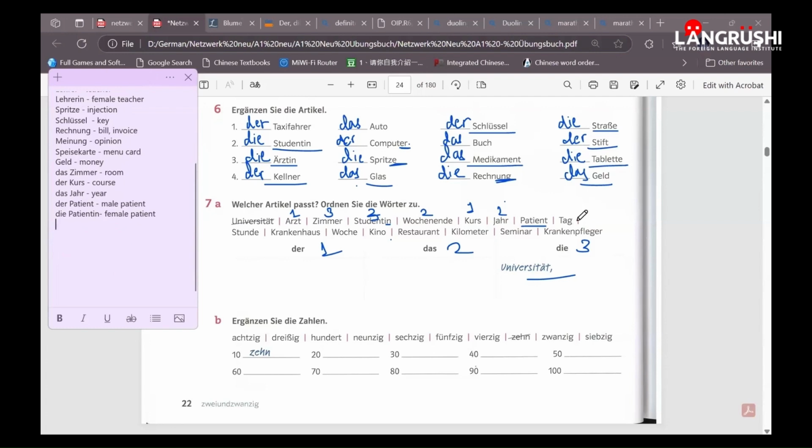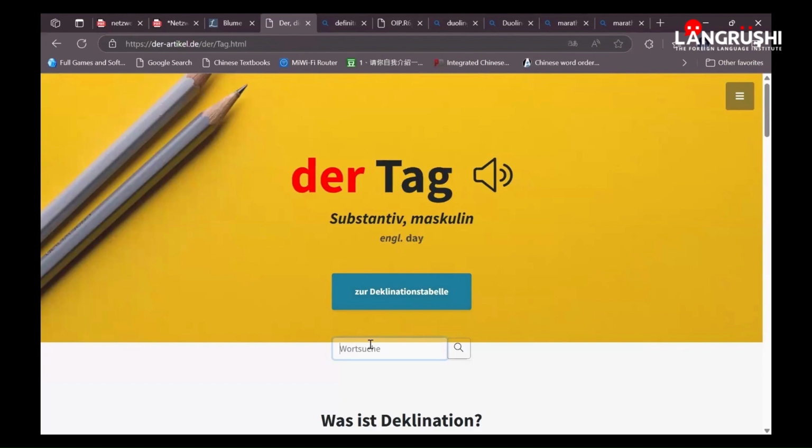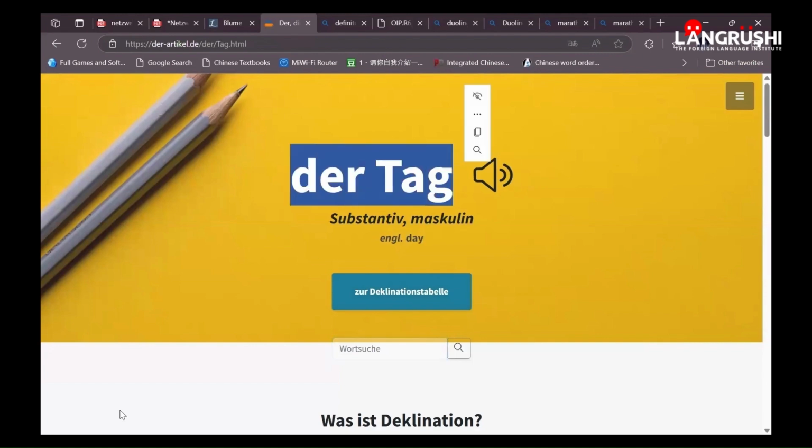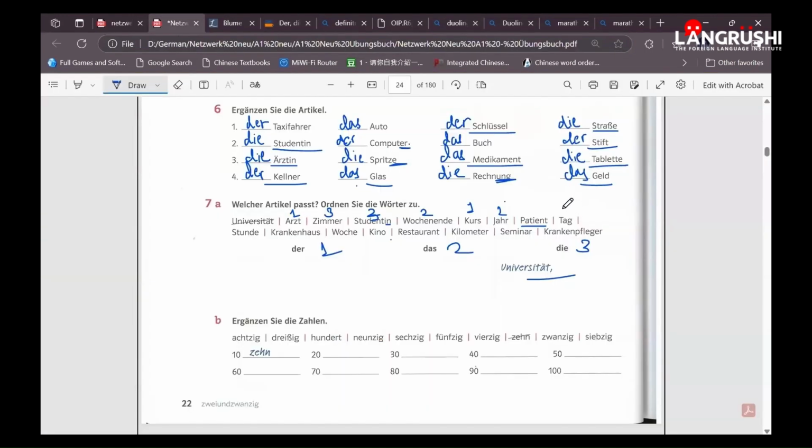Now next one. Tag. Tag is day, which is male. Okay. Let's look for it. Okay. Der Tag. So it's a masculine noun. Der.